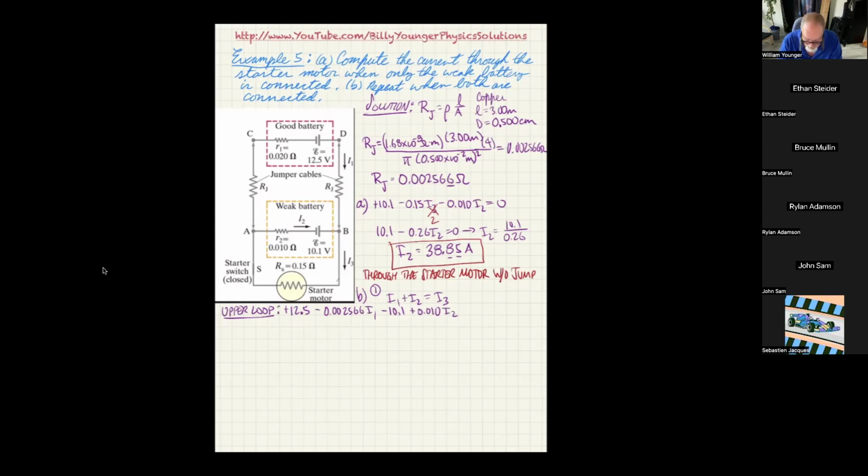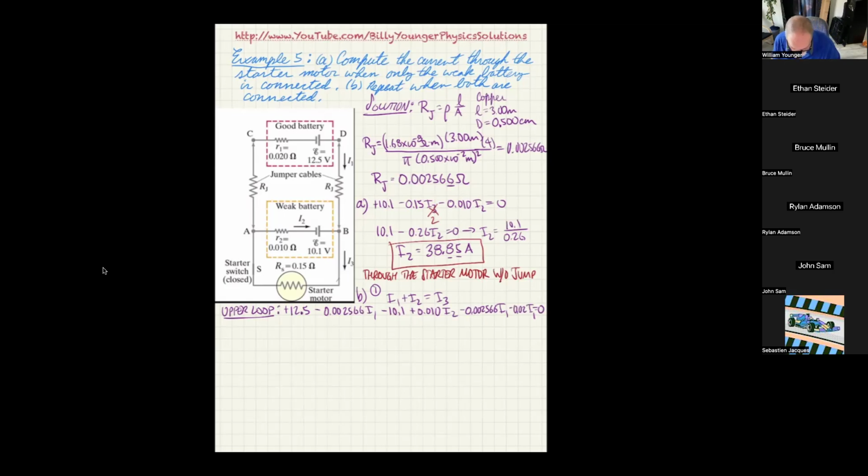Now I'm going up along A, going through A and then going up from A to C, again going the same direction as the current. So that's going to give me another 0.002566 I1. And then that brings me to R1, which would be a minus 0.02 I1. And then I'm back to where I started, so that's equal to zero.